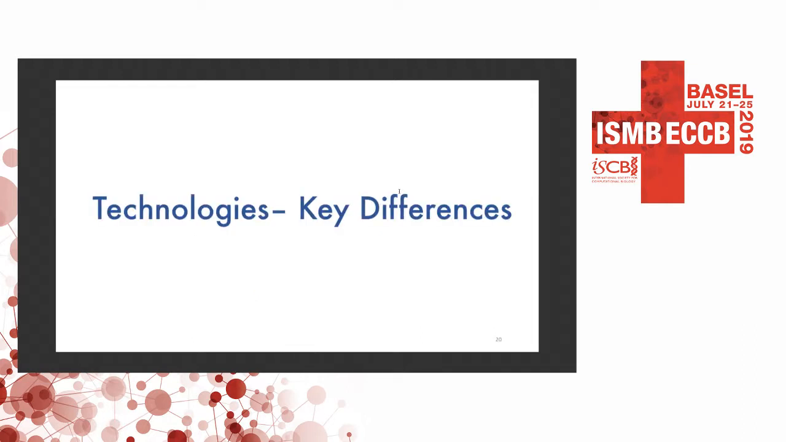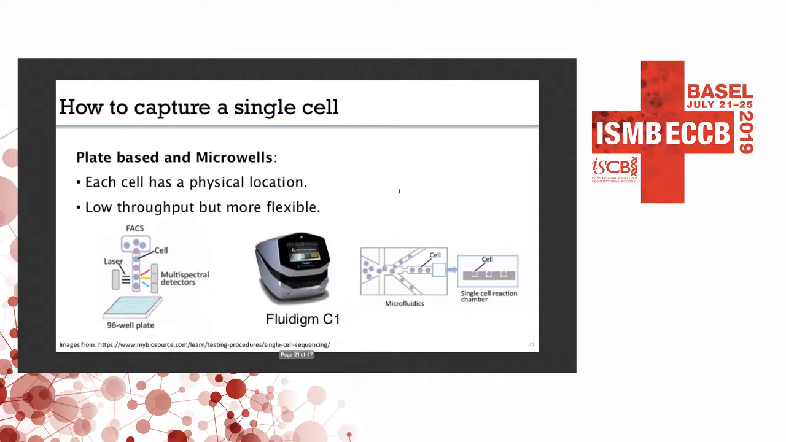Okay, so those are a broad overview of analyses. There are many more types that I haven't mentioned, but those are some of the most common ones that people are interested in. So now I'm going to talk about some key differences in the technologies. How do we actually capture a single cell, for example?